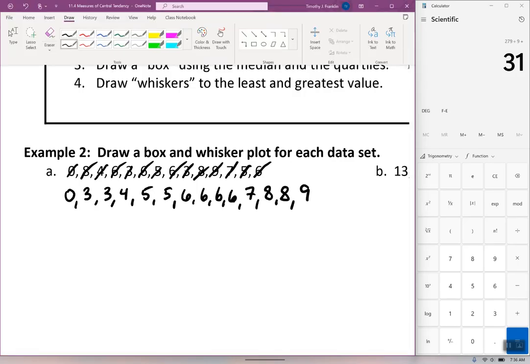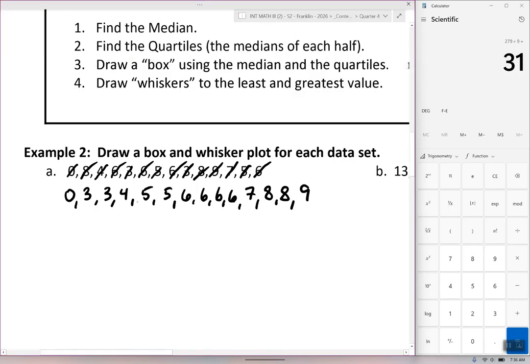We can find the median. 1 2 3 4 5 6 7 8 9 10 11 12. There's 14 numbers, so the median is right here, where there's 7 numbers on each side. And what we have to do is take the average of the 2 numbers on either side of that line. So because these are the same number, 6 plus 6 divided by 2 is going to give us 6. So we have a median here of 6.